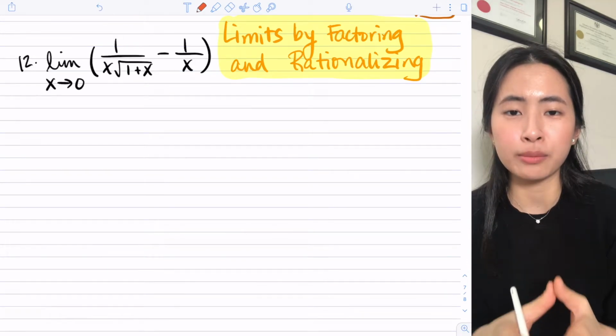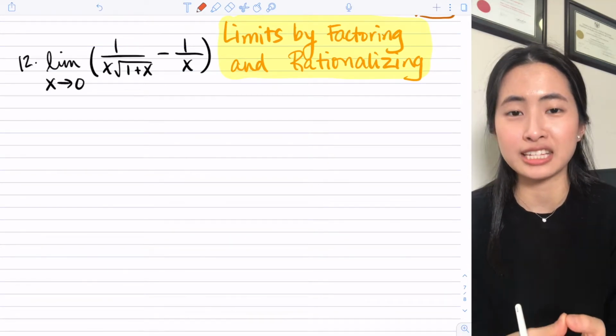In this video, we will be applying both factoring and rationalization to eliminate indeterminate forms.